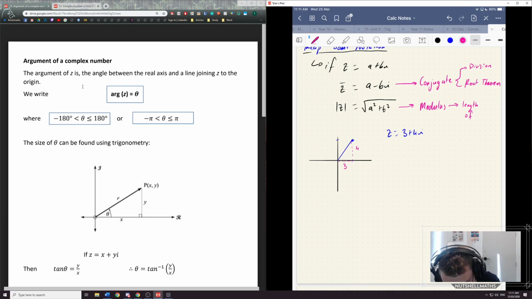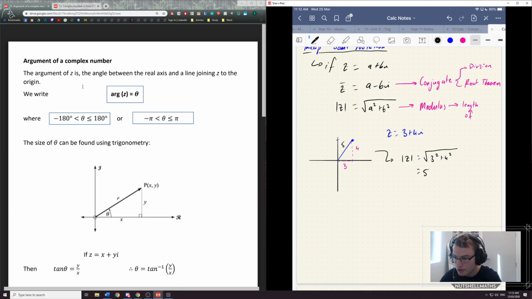So, if this is the case, then we could say that the modulus of z is the square root of 3 squared plus 4 squared, which would be 5. So the length of z is 5. You happy with that? This length here would be 5. You could do the maths there and figure that out.